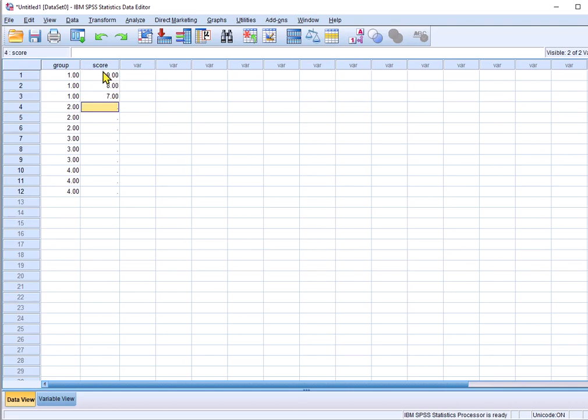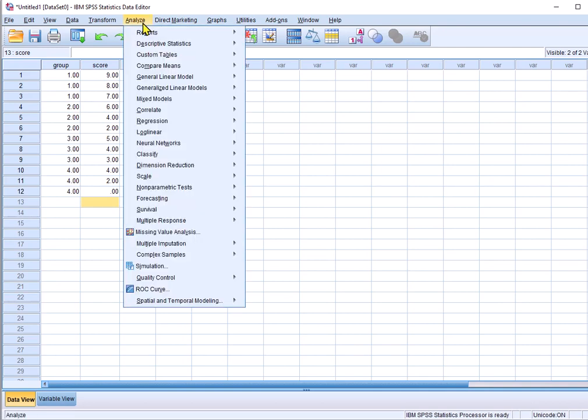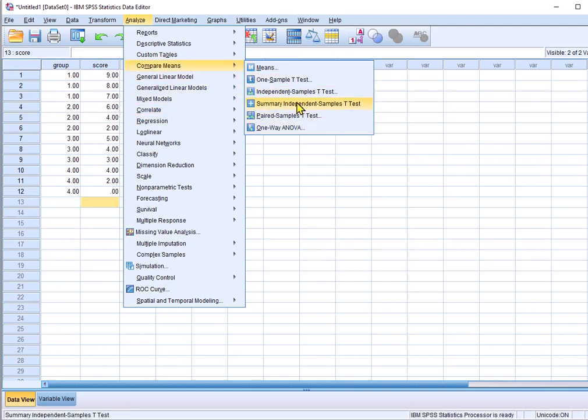987, 642, 543, and 420. So now you see that the data has been set up in order for me to analyze it as a one-way analysis of variance. I go now to analyze, compare means, and you see the different options here.